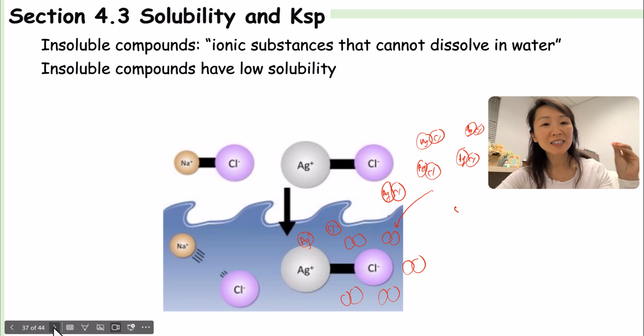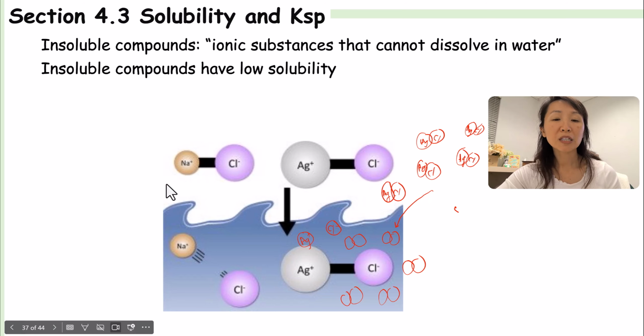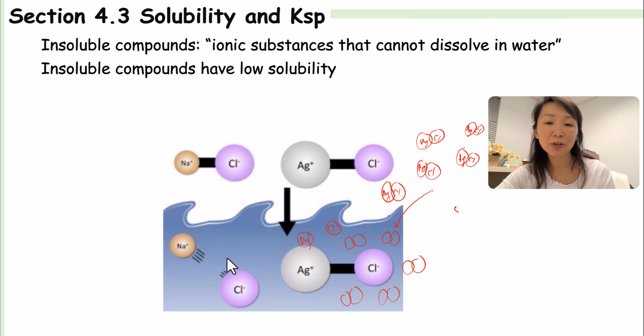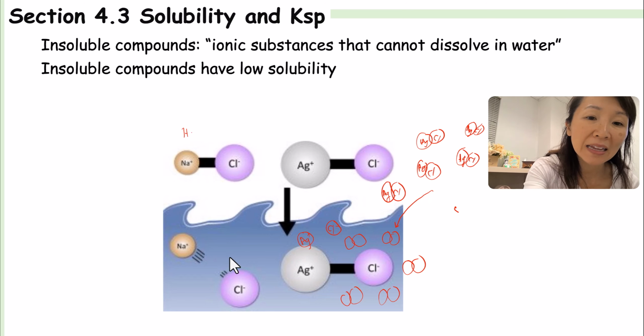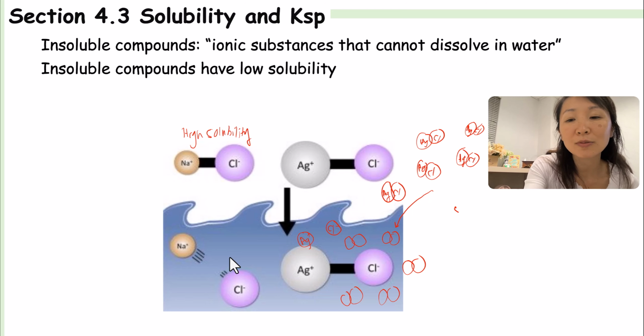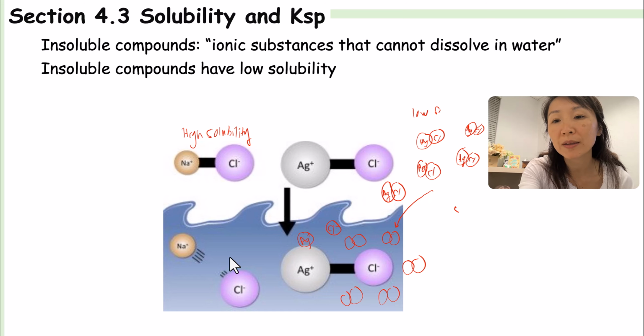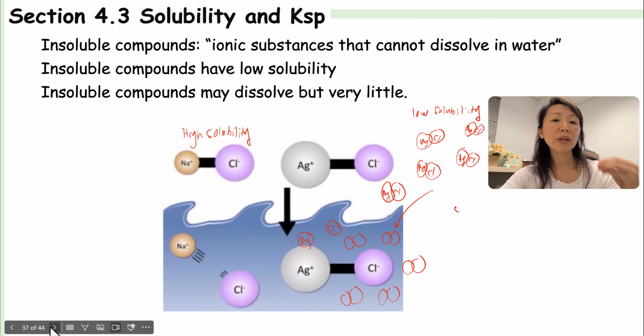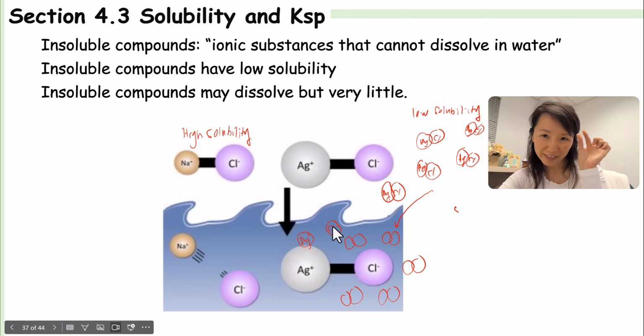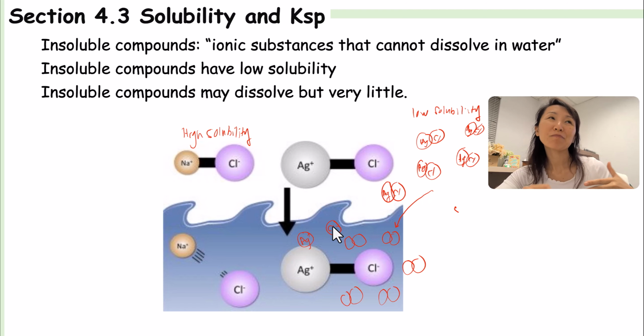So insoluble compounds, you can say, have low solubility, whereas a soluble compound has high solubility. So this one has high solubility, and this one has low solubility. We can always say that the insoluble compound may dissolve, but just a very little, okay? And as chemists, we don't say they only dissolve a little. We just say that they have low solubility.